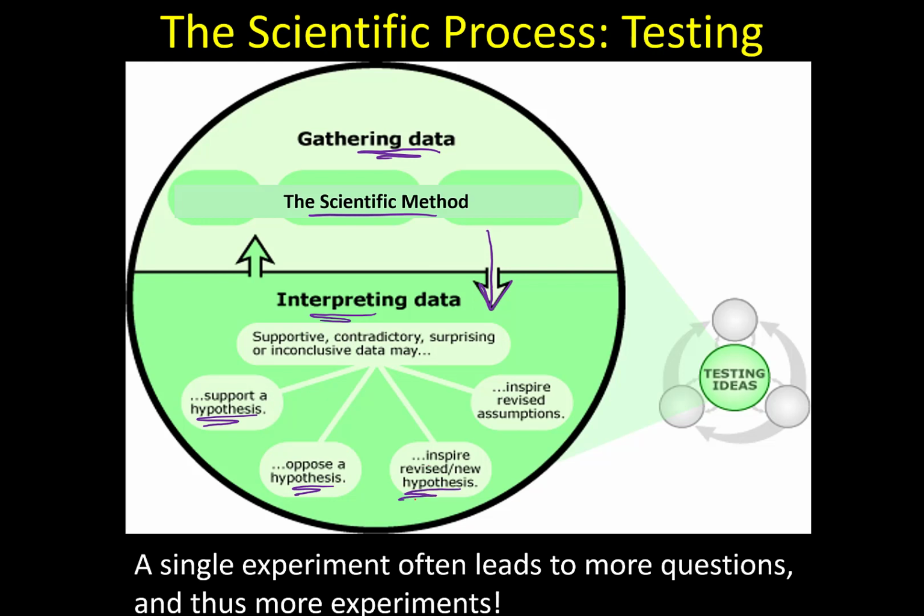Maybe your data was surprising, wasn't what you expected. Maybe your data is so surprising you have to revise your assumptions, rethink everything about your question, and approach it from a new angle. A single experiment often does lead to a lot more questions, and thus a lot more experiments. And that's how scientists fill their time. They find one result, and it leads them to 5 more questions that give them 5 more results and 15 more questions. And that's how you fill a career doing science.